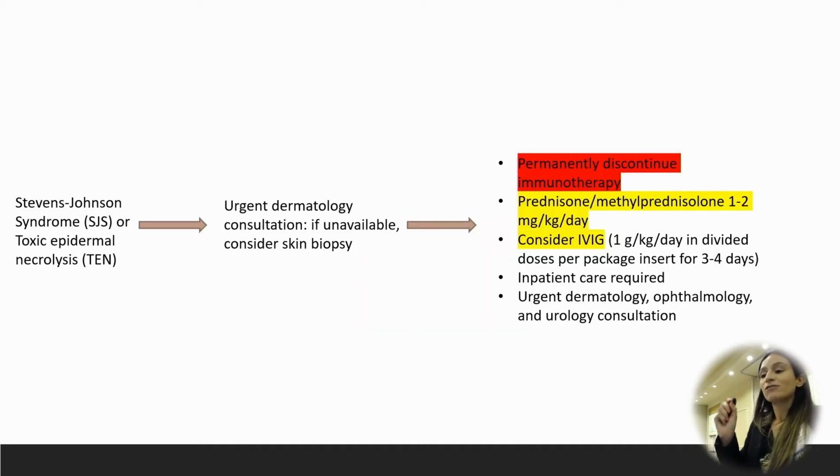So for Stevens-Johnson syndrome and toxic epidermal necrolysis, it's a permanent discontinuation. The patient who experiences this, that's it. They will no longer be able to get immunotherapy, and they will get really high doses. And also, you have to consider IVIG for them.